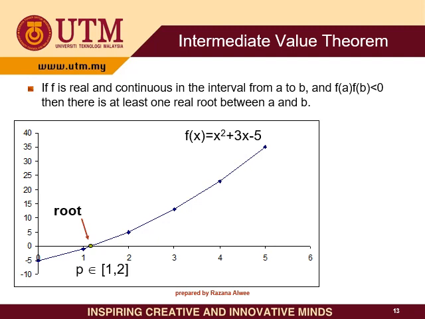This theorem says that if f is real and continuous in the interval from a to b, let's say we have interval a, b, right, and f(a) times f(b) is less than 0, then there is at least one real root. So there can be many roots between this a and b. Okay, so this is what this theorem means.